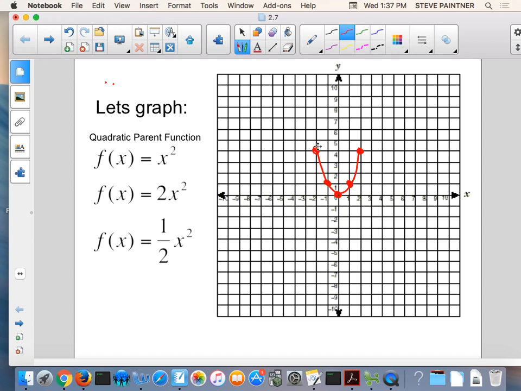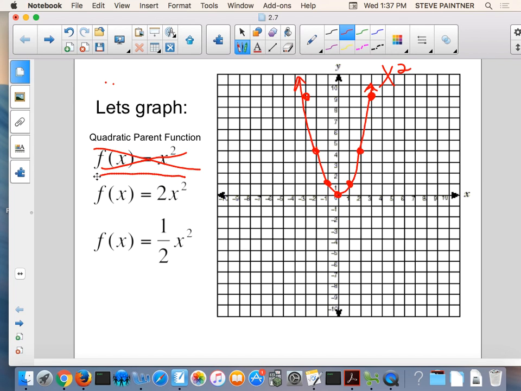3, right? How high? 9. Okay, there it is. Mirror it over. There it is. Okay, now you should label because you're going to have 3 graphs. You just did the parent x squared, right? Shouldn't have been a problem.